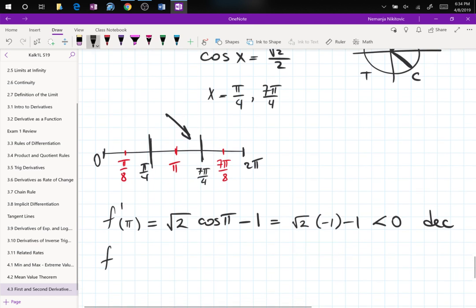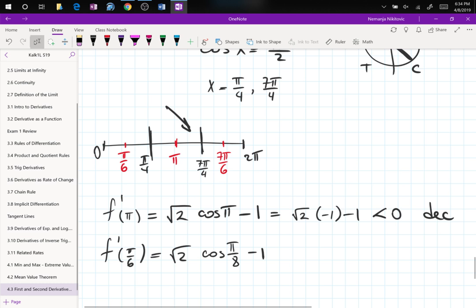Now, what are we going to do for pi over 8? Square root of 2 cosine of pi over 8 minus 1. Why couldn't you use pi over 6? Yeah. Who said we can't? No one said we can't. I was about to pull out some formulas, but that's okay. We'll do pi over 6. Your happiness is our primary concern. Let's do 7 pi over 6.